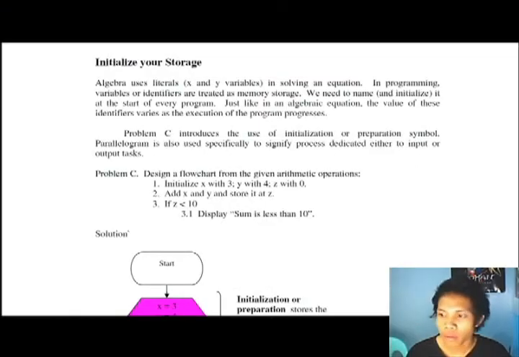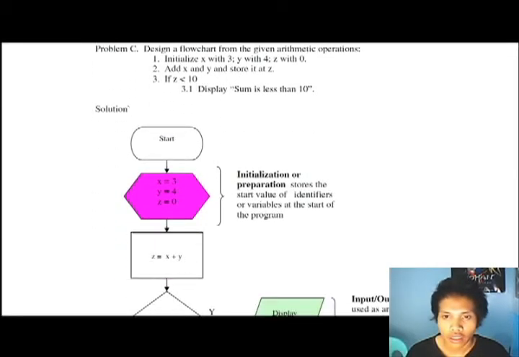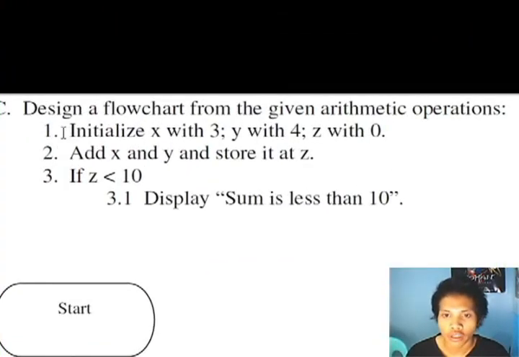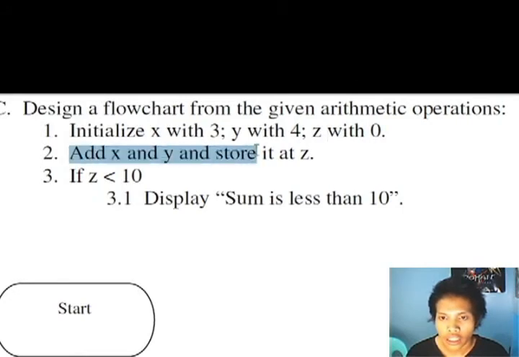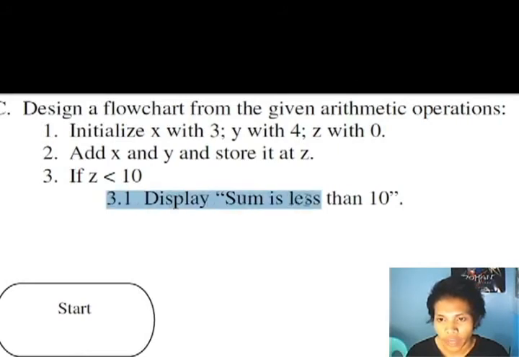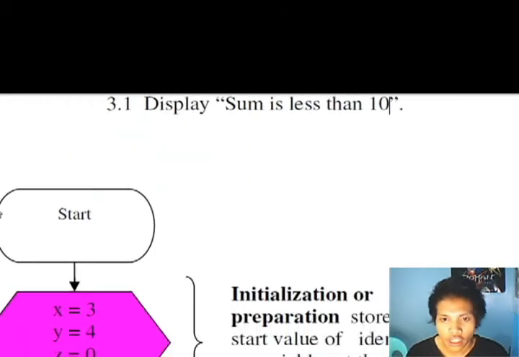Let me show you another problem. This problem is to design a flowchart from the given arithmetic operations. So we have procedure number 1, procedure number 2, and procedure number 3. Procedure number 1 is to initialize x with 3, y with 4, z with 0. The second step is to add x and y and store it in z. Then we have a decision here. If z is less than 10, then display sum is less than 10. So our solution is here.